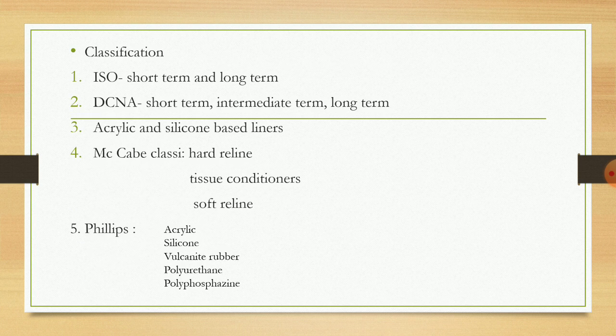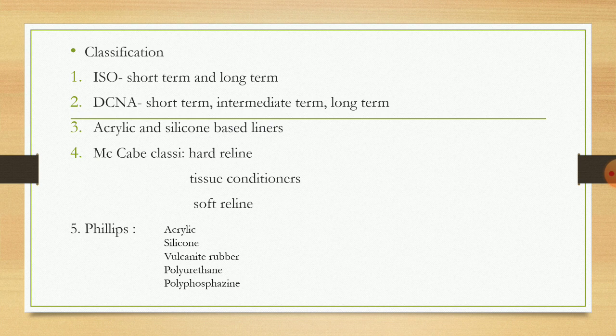Like for classification, we have 5 types of classification for tissue conditioners. As per ISO, there is short term and long term. From DCNA, we have short term, long term, and intermediate term based on the duration. Short term liners are used up to 1 month, whereas intermediate term can be used from 1 to 6 months, and long term can be used for more than 1 year.